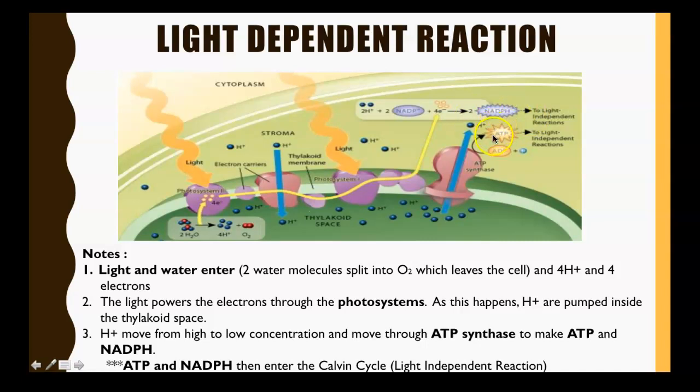Now let's talk about how we get ATP. As these excited electrons travel down the thylakoid membrane, that allows these embedded proteins to get the energy to let hydrogen ions pass through the thylakoid membrane into the thylakoid space. The reason we want a high concentration of hydrogen ions inside the thylakoid space is because these hydrogen ions are going to travel through the ATP synthase to convert ADP into ATP.